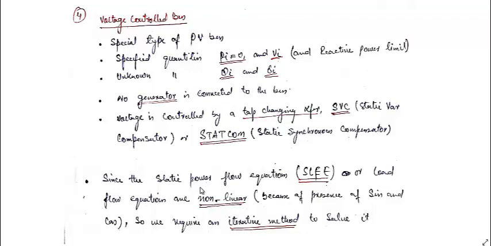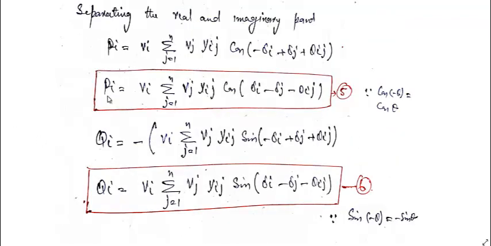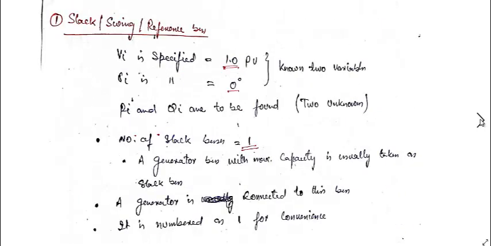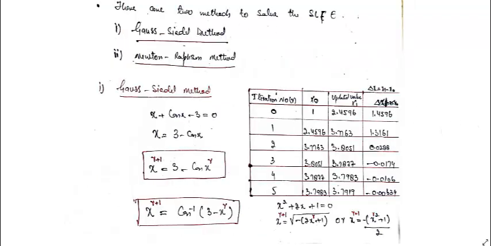Now since the static load flow equations are non-linear because of the presence of sine and cos, we require an iterative method to solve them. You can see it from here. Because of the presence of this cos and this sine, these equations are non-linear, so we need some iterative method to solve them. We have two methods to solve the load flow equations. One is the Gauss-Seidel method, another is the Newton-Raphson method. So we'll first discuss the Gauss-Seidel method.